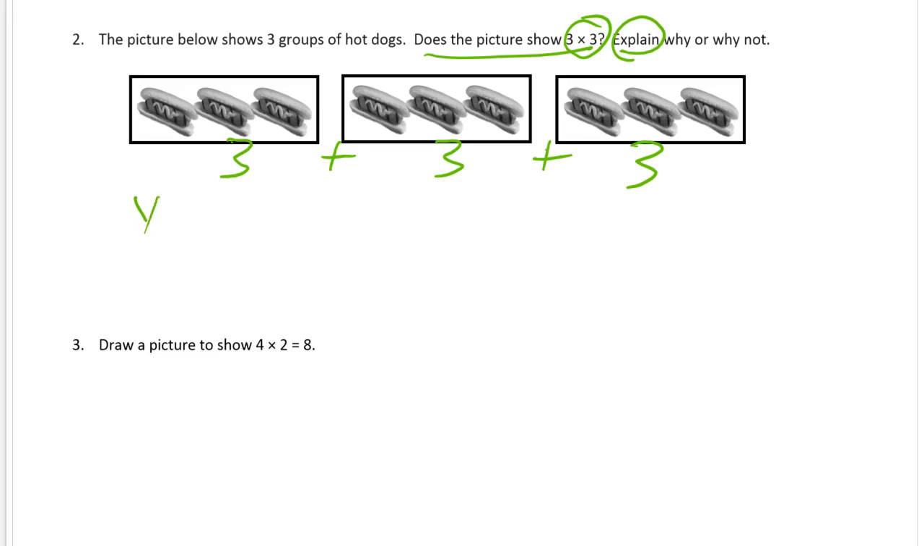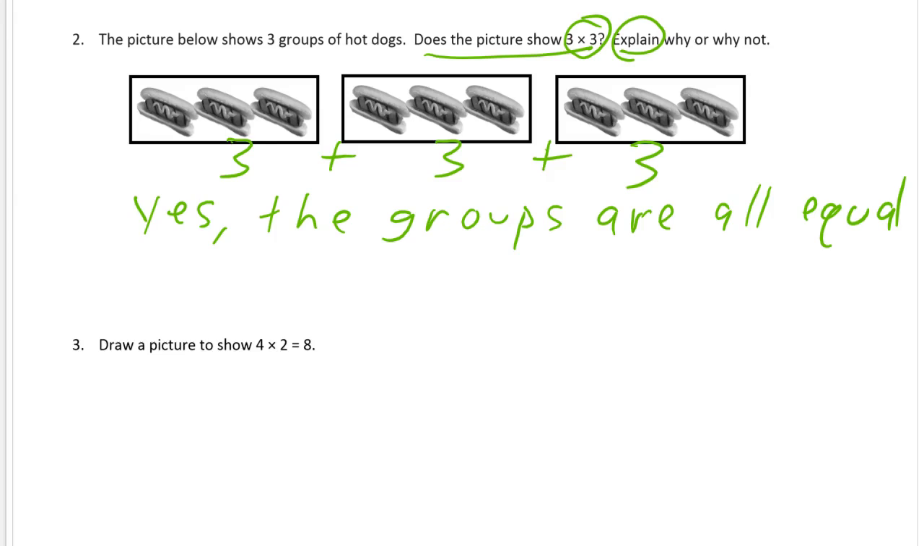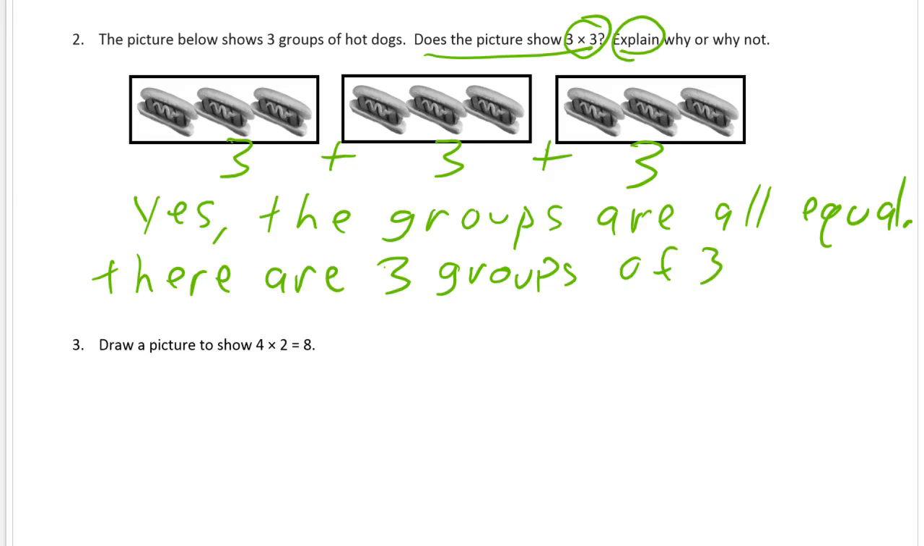So we can write, yes. You don't have to write exactly these words, but you have to say pretty much the same thing. The groups are all equal. There are 3 groups of 3. And if you wanted, you could also write 3 plus 3 plus 3 equals 9. And you could write 3 times 3 equals 9.